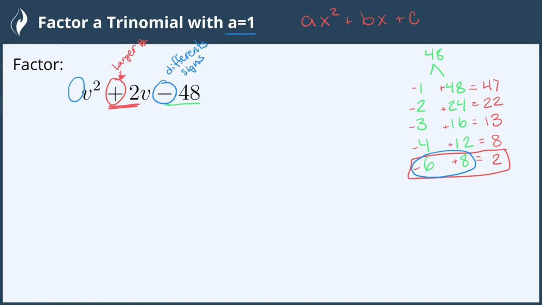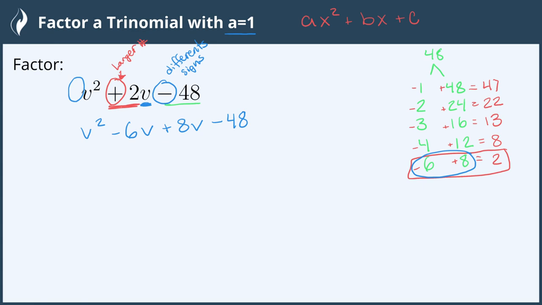So we will replace our positive 2v with our negative 6 plus 8. And you can do it in any order you'd like. You can do the negative 6 or the positive 8 first. I'm going to go ahead and go in the order that we found. So I'm going to do negative 6, and we're replacing the 2, but we need to give it the variable, so we'll put the v here, plus 8, again giving it the v, and then we have minus 48.